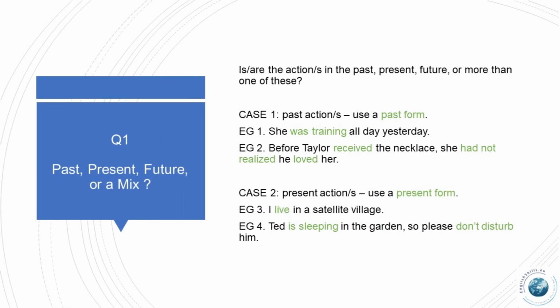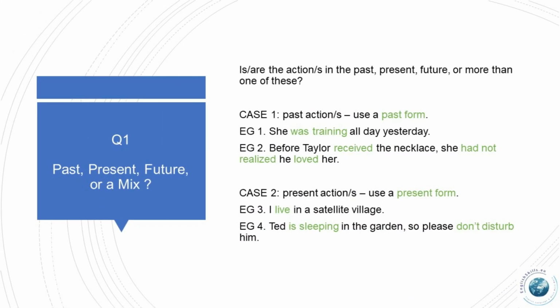Okay, question 1. Past, present, future, or a mix? Is or are the actions in the past, present, future, or more than one of these? Well, let's look at case 1. Imagine it's a past action, use a past form. It's that simple. For example, she was training all day yesterday. Yesterday is the indicator that we should be using the past tense. It's an action which was temporary, but we also want to emphasize that it was the whole day, so we use the past continuous.